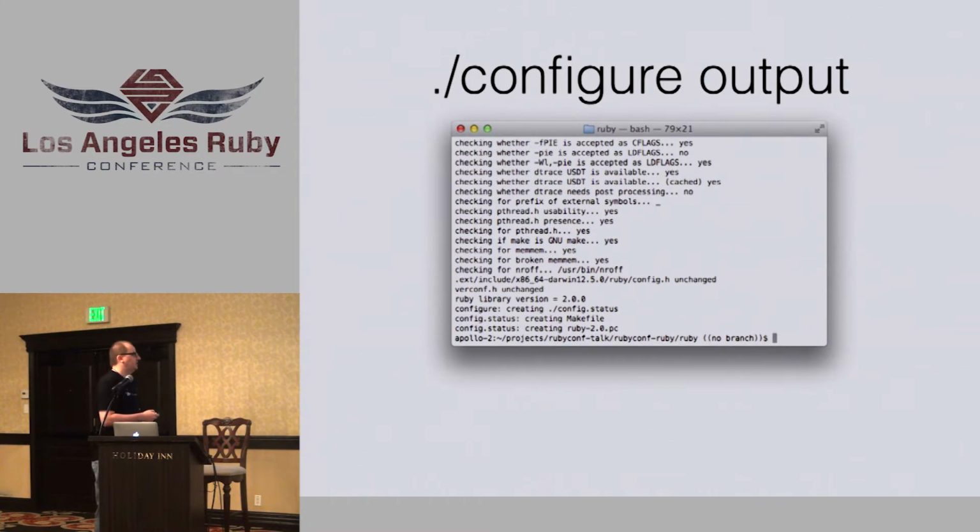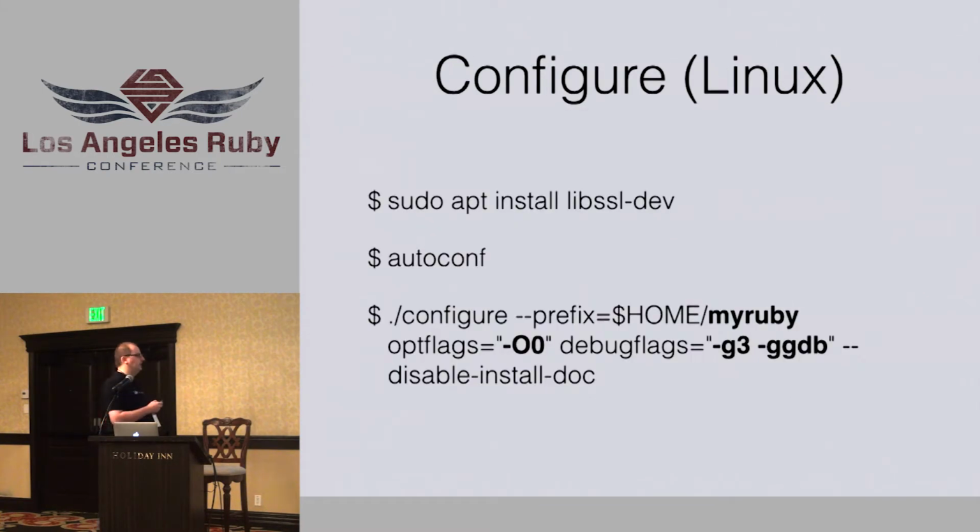After you run configure, this is just for your reference, this is what you should see in your terminal. If you're on Linux, the process is pretty much the same. The first thing you have to do is install libssl, run autoconf, and configure your project. The only difference is the debug flags are a little bit different, because on Mac we are using LLDB, and on Linux we usually use GDB. So we just add g3 and gdb to include better C-level debug information for GDB.